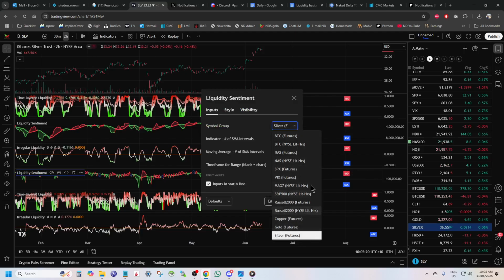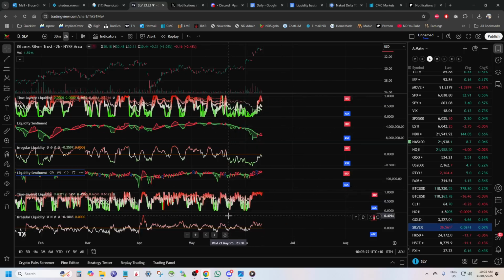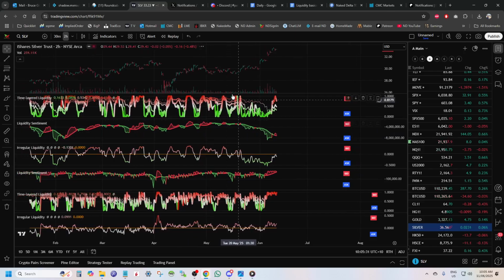Now, the silver futures is compressing here a little bit. It looks a little bit odd because of the time in between on the Globex hours, but we'll address that in a minute. So the three features here, which you will all understand, are the time lag, liquidity sentiment, and the irregular, which is normalizing over 15 weekday periods of trading.